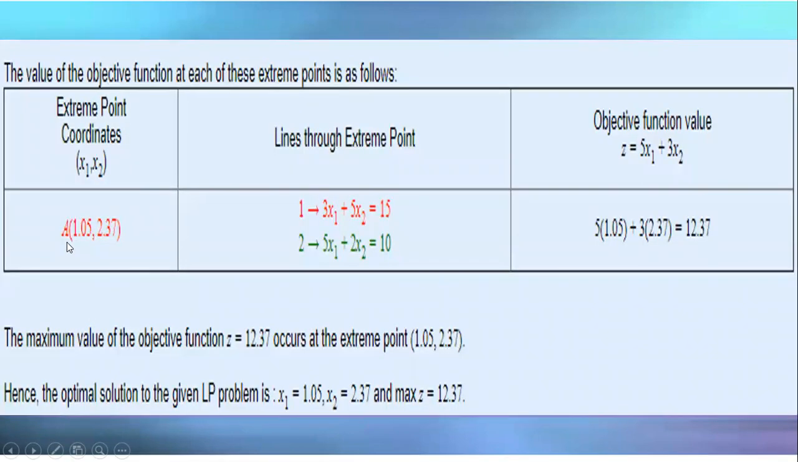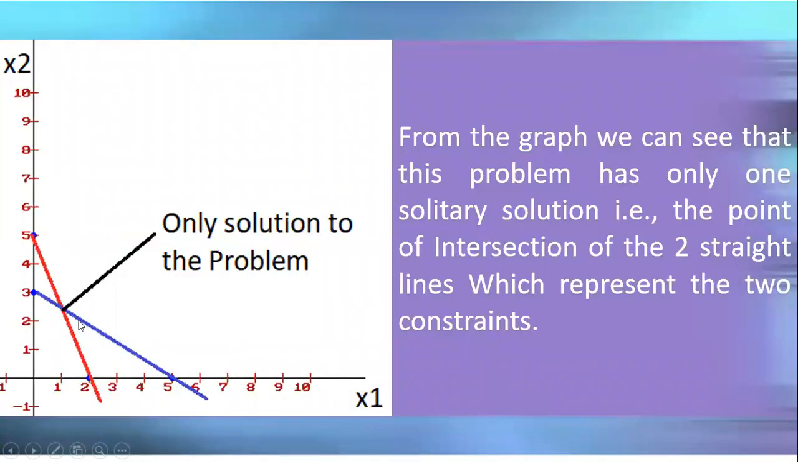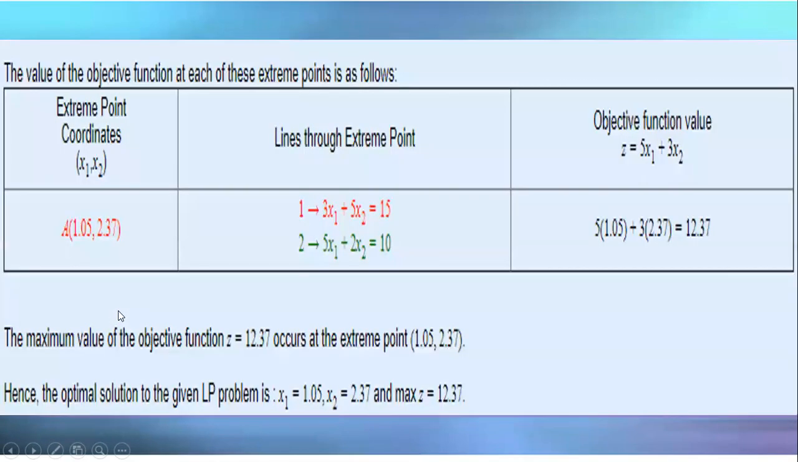If you take the coordinates of that point, it is (1.05, 2.37). You can solve these two equations in the calculator and get the coordinates. So A will be (1.05, 2.37).